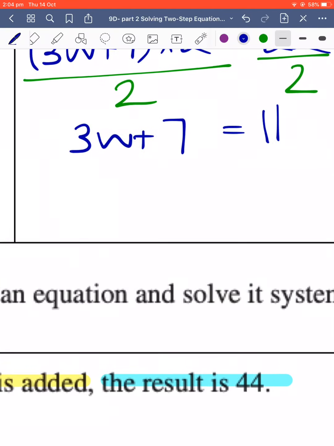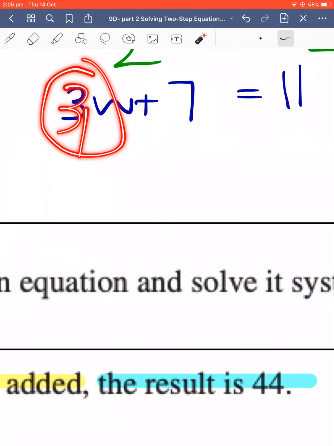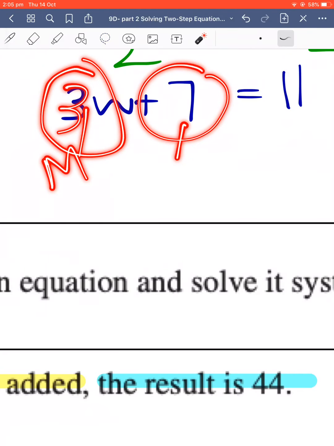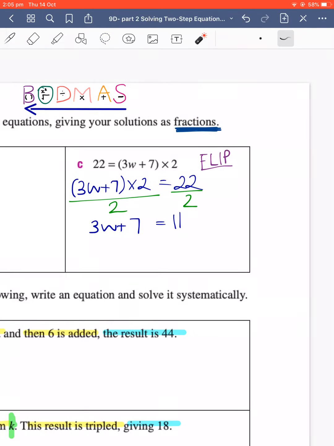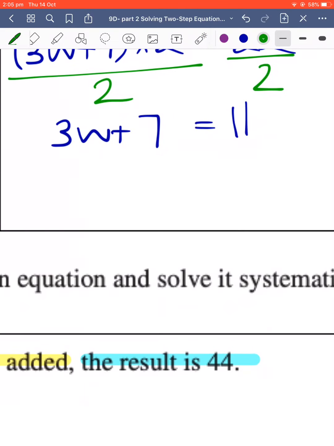Now having a look at this statement, let's see what we have left. So for this one, we have 3w, so this is a multiplication, and plus 7 is an addition, going back up to before. So we have an addition and we have a multiplication. So we're going to start getting rid of our addition first. So let's do that. If I have plus 7, I'm going to have to minus 7. And what I do to one side, I absolutely do to the other side. So I end up with 3w equals, so 11 minus 7 gives me 4.